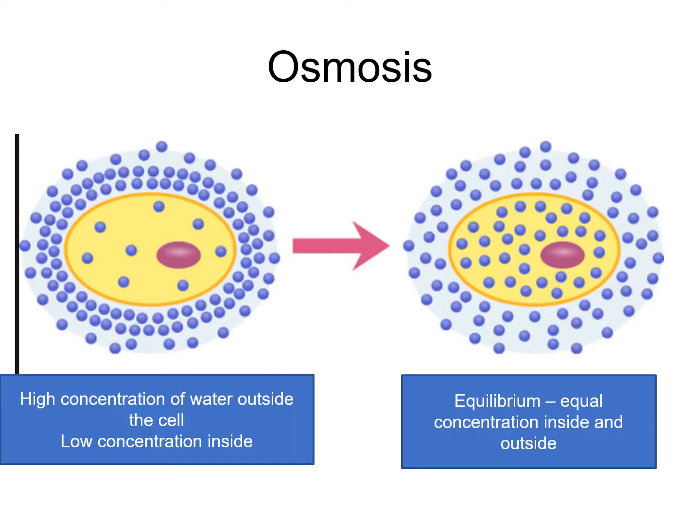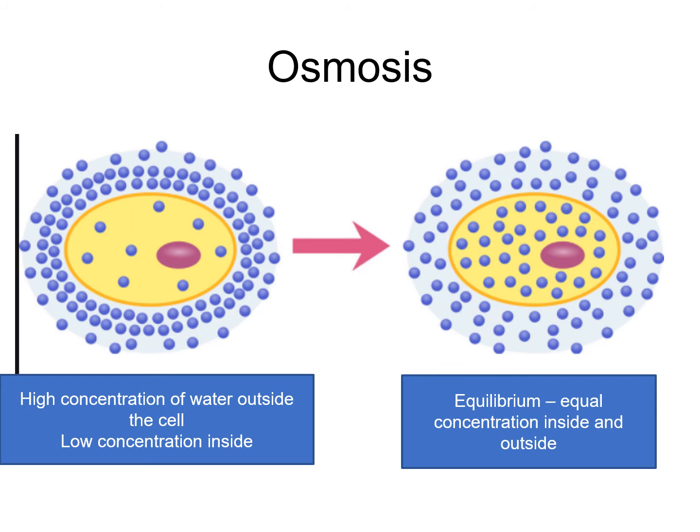Okay, we're going to move on to osmosis now. So you'll notice this diagram is very similar to the diffusion one I showed you just now. The difference is that osmosis is diffusion of water. So whenever we talk about osmosis, we're talking about water particles moving from an area of high concentration of water to an area of low concentration of water.